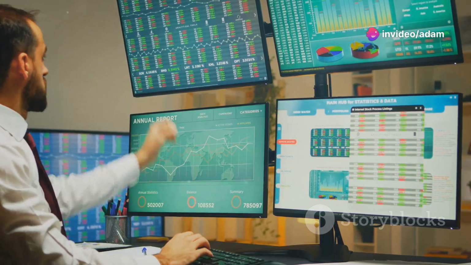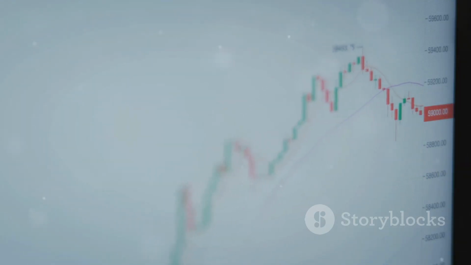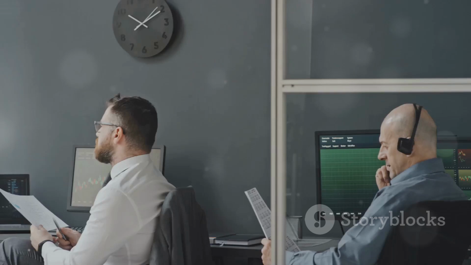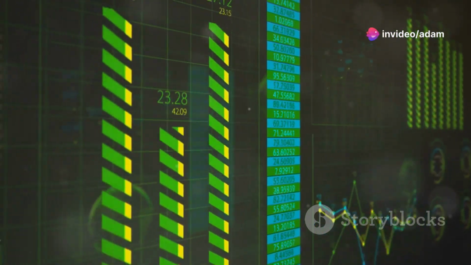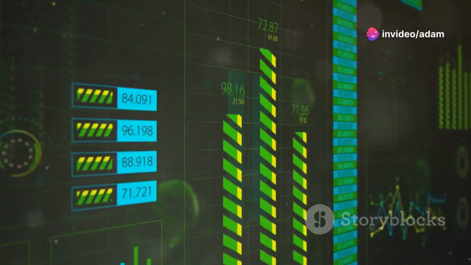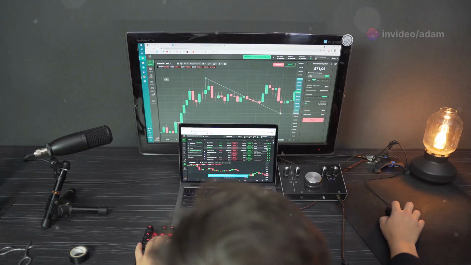Today we're diving into the exciting world of swing trading. We'll cover what it is, how to do it, and give you some essential tips to get started. Let's swing into it. Swing trading aims to capture short to medium-term gains over a few days to several weeks. Unlike day trading, swing trading requires holding investments longer.